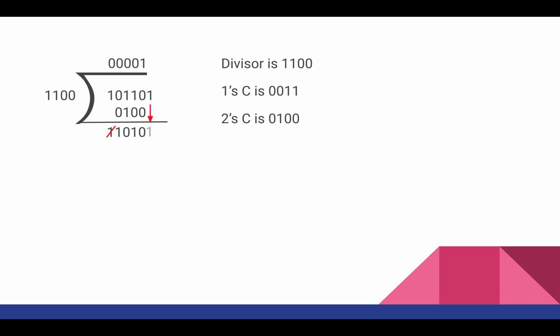Bring down the next value. So now how many times does 12 go into 10101? And the answer is 1, and this presentation was a bit too fast for me. So 1 in the 1's column, and again I subtract 12 by adding minus 12.